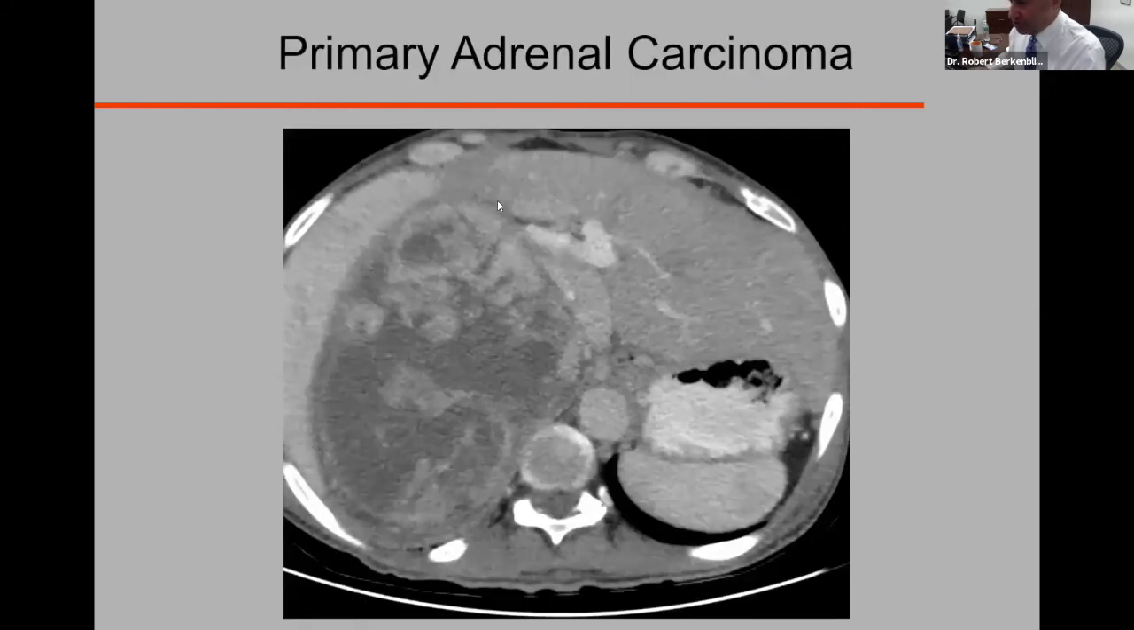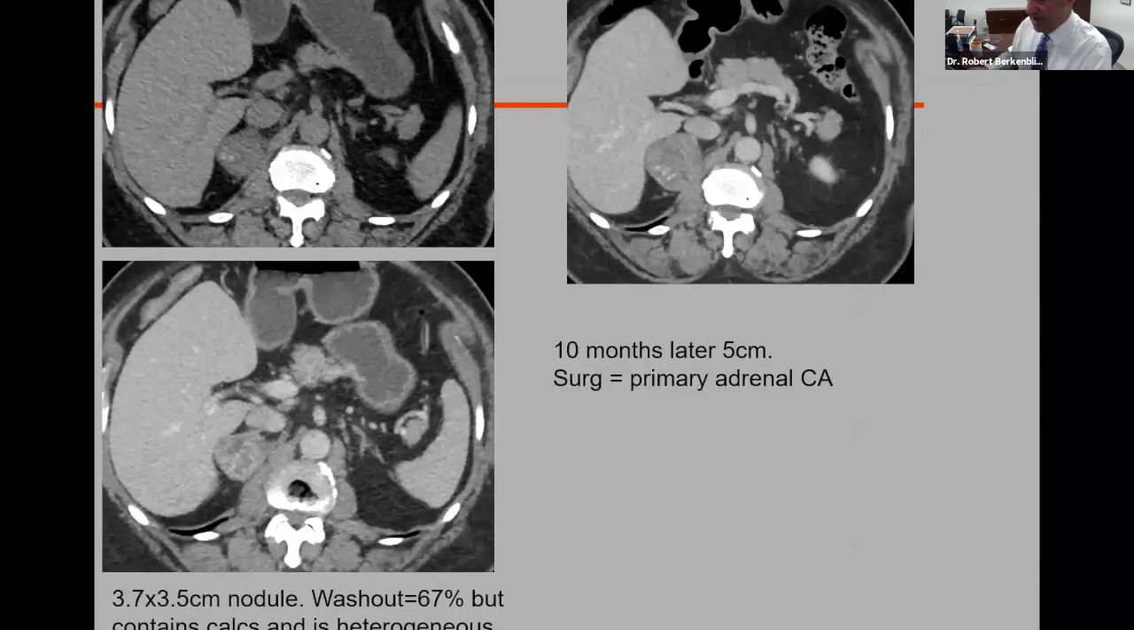Here's another patient with a large mass in the region of the adrenal gland, heterogeneous enhancement. This is a primary adrenal carcinoma. What about this patient? They have a 3.5 centimeter nodule in the right adrenal gland. On the non-contrast, we see foci of calcification. Post-contrast, there's heterogeneous enhancement. They opted to follow their lesion, and at 10 months, the lesion is larger. This is now 5 centimeters. It's grown more than a centimeter in 10 months. This person then went to surgery at this point, which revealed a primary adrenal carcinoma.